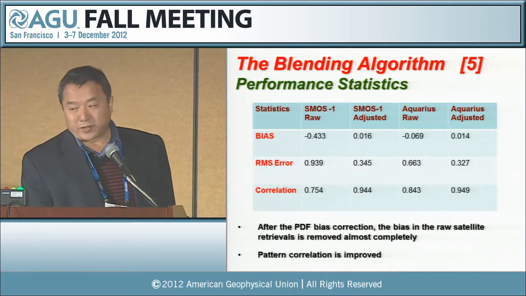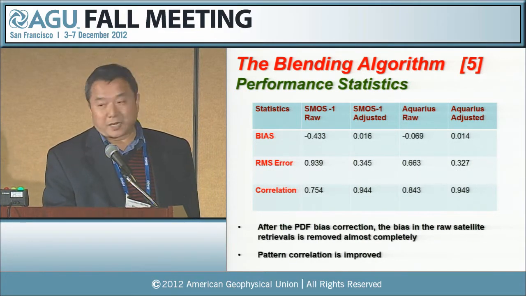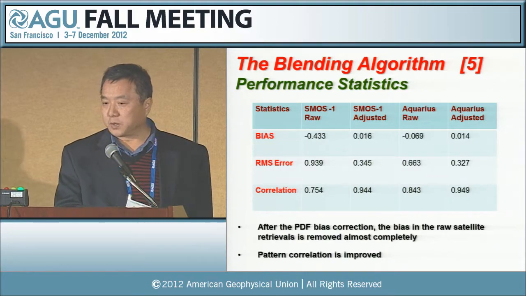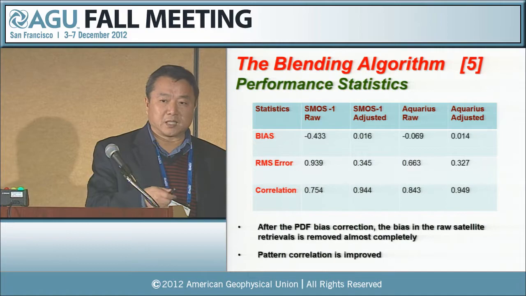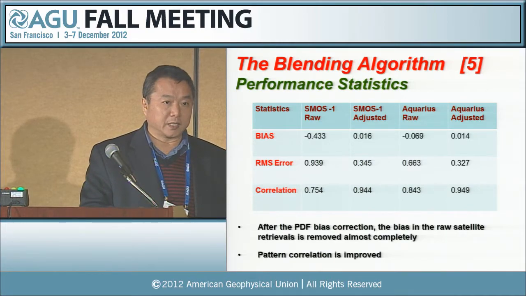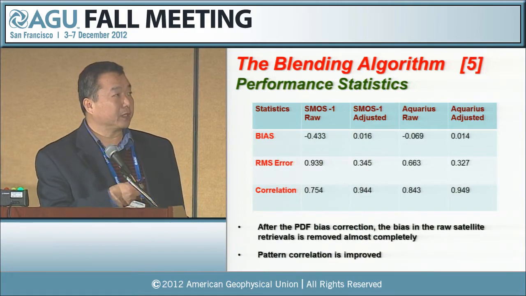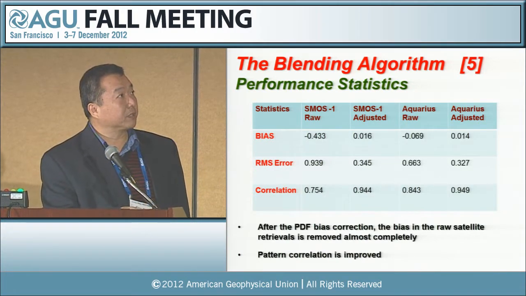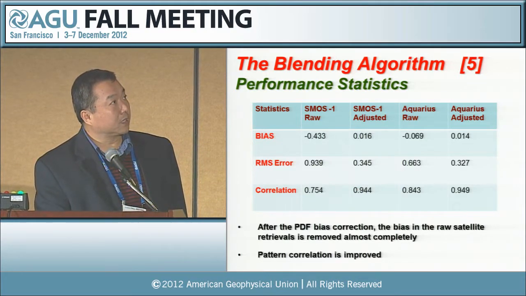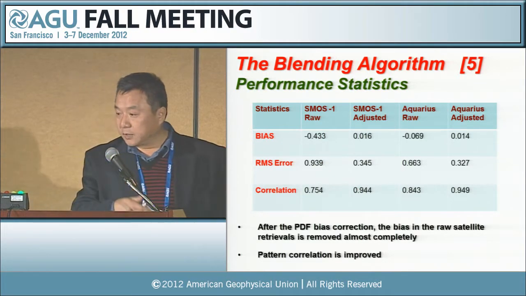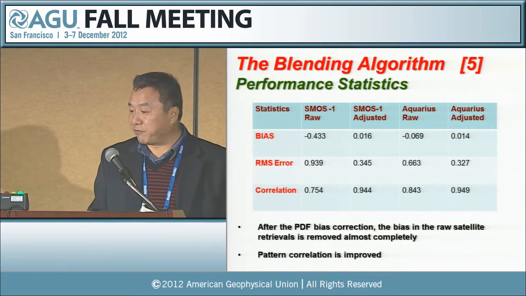This is the cross-validation results for the bias collections. So basically what we do is that each time we withdraw 10% of randomly selected in-situ data, and then we use the remaining 90% of the data to do the bias collection, repeat that 10 times, and then we compare the bias collected results and the raw satellite retrievals against the withdrawn in-situ measurements.